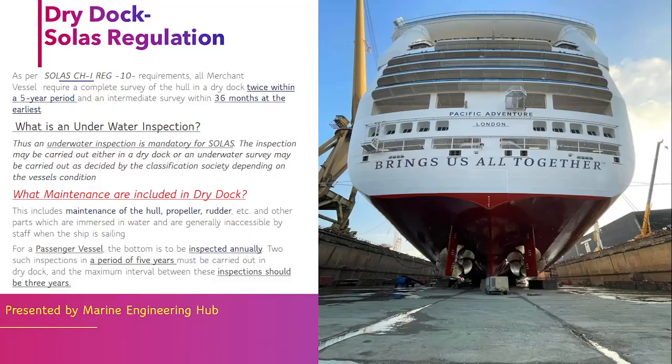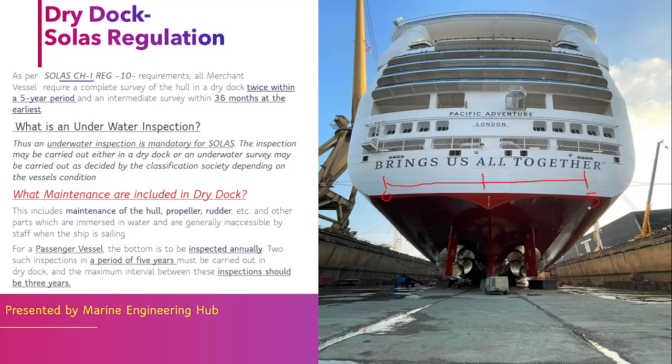Now the question asked in the examination is: which SOLAS regulation talks about the dry dock interval? SOLAS Chapter 1 Regulation 10 talks about the dry dock. It tells that in a span of a 5-year period, you need to go at least twice in a dry dock. It means suppose this is a 0, this is a 5.